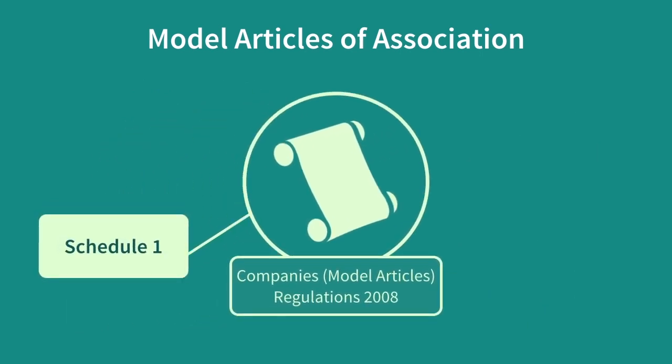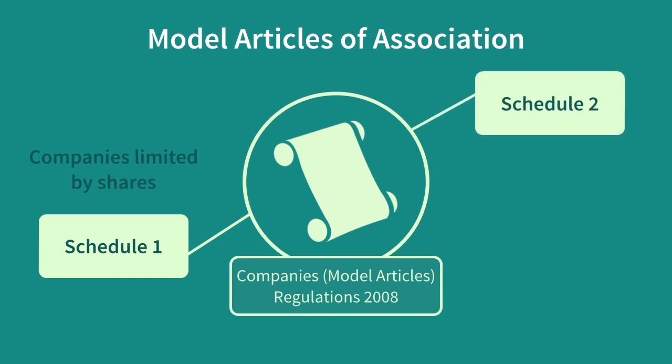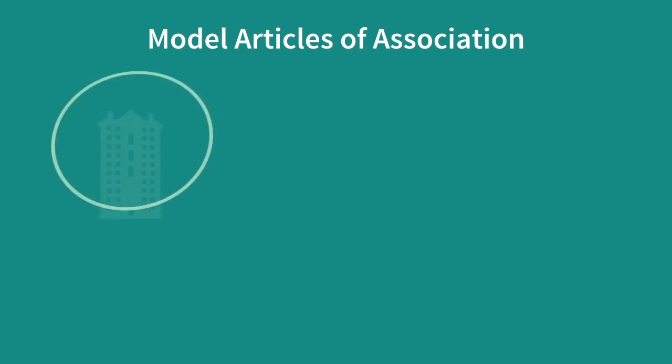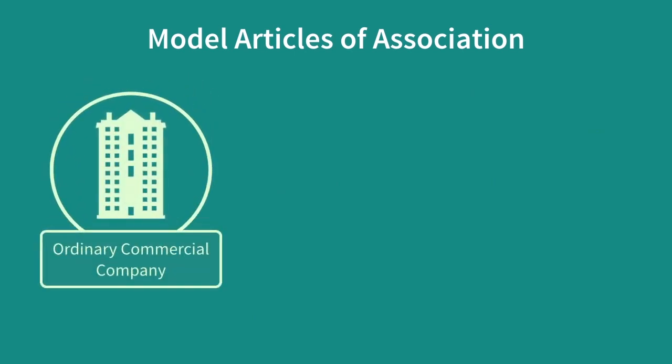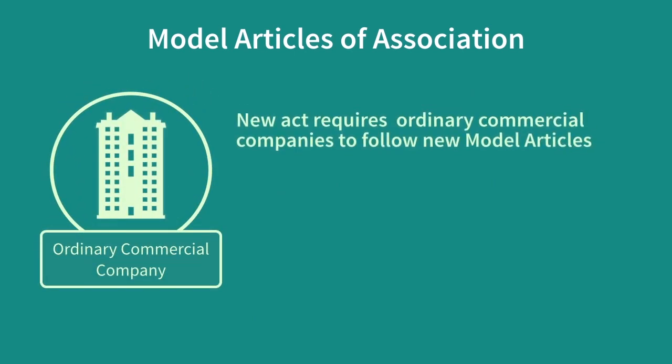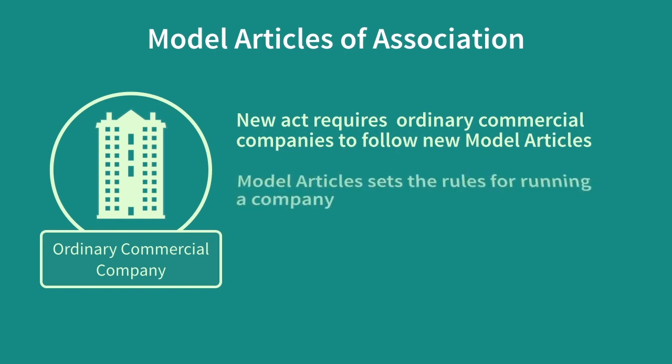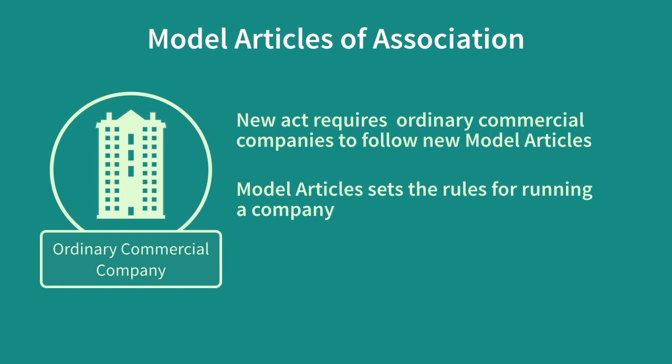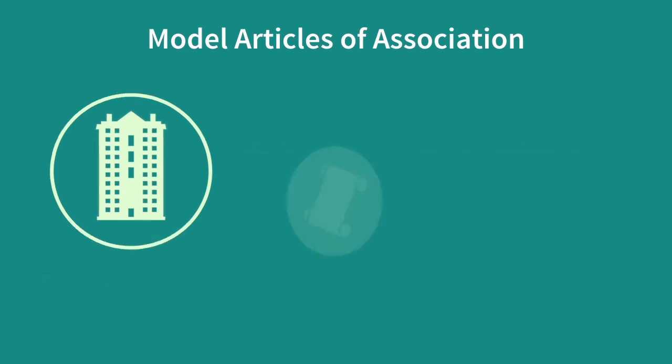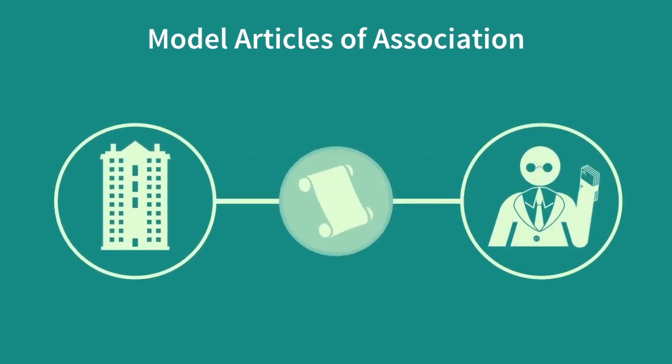Schedule 1 contains the model articles for companies limited by shares. Schedule 2 contains model articles for companies limited by guarantee, which are often non-profit. Ordinary commercial companies registered under the new Act will have articles based on the new model articles. They set out the rules for running the company and are a contract between the company and its shareholders because they contain the shareholders' rights in the company.